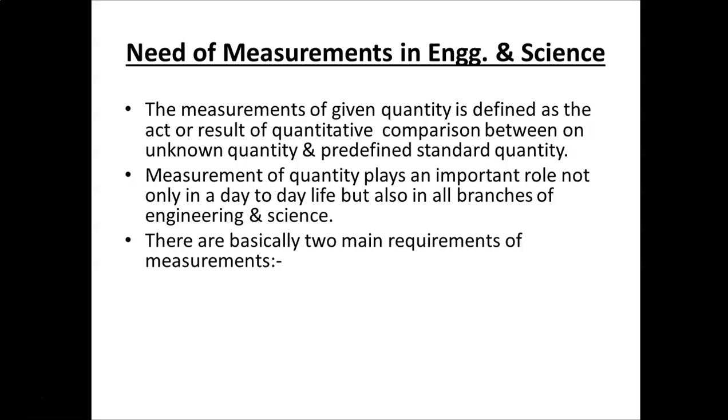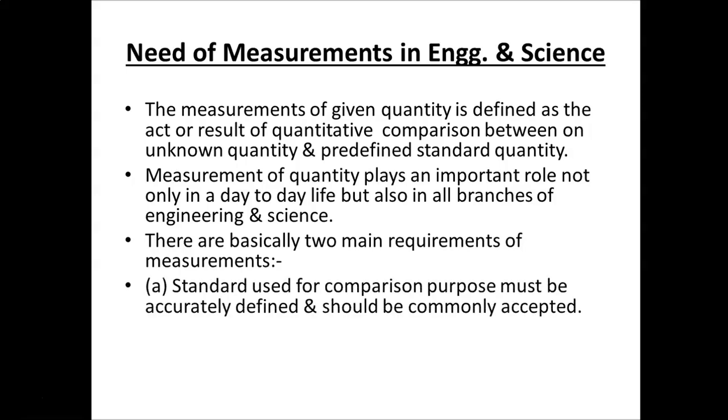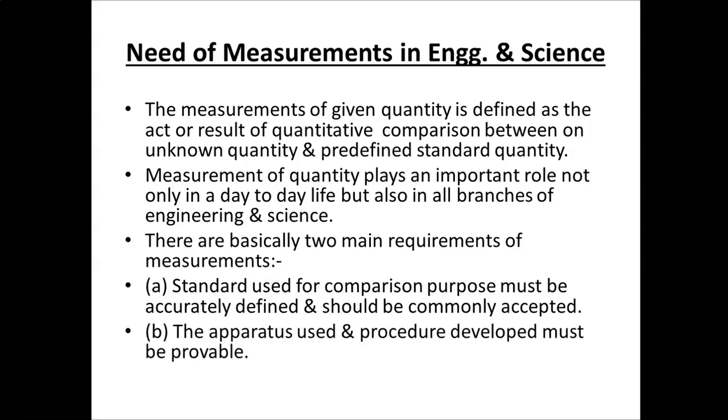There are basically two main requirements of measurements. First, the standard used for the comparison purpose must be accurately defined and should be commonly accepted. It means, suppose I want to measure the mass of an object, it is easily comparable and commonly acceptable. If someone says that I do not agree with that measurement, I want my own system, we should avoid such conflicts. That's why the system should be commonly acceptable. Next, the apparatus used and the procedure developed must be provable. So whatever apparatus we are using for the measurement of a physical quantity, it should be provable and well developed.